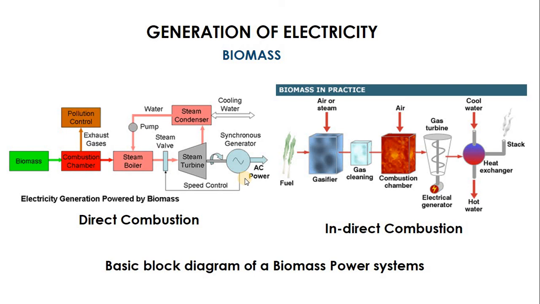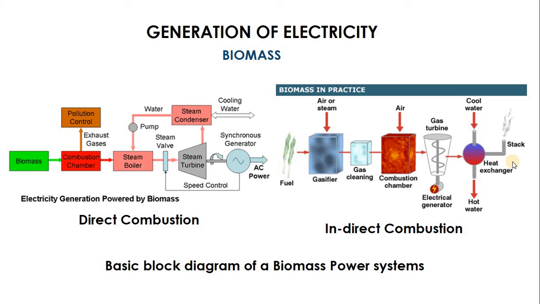Now, for the indirect combustion system, the fuel or the biomass is not burnt directly. In this case, the fuel is made to undergo decomposition, and the decomposition process produces gas. And that gas that is produced from that decomposition is what you now burn. It's what you now send to the combustion chamber to be burnt. And you can use it directly to drive a gas turbine, or you can use it to boil water to generate steam, to drive a steam turbine to generate electricity.